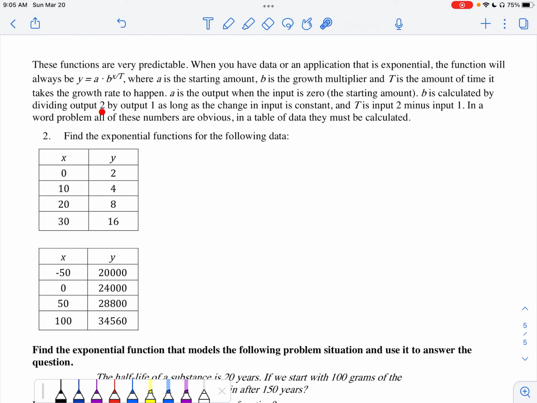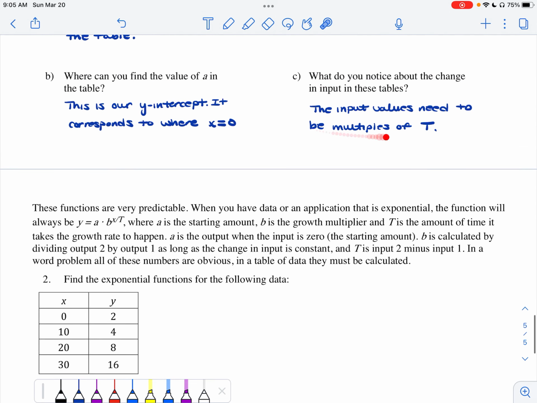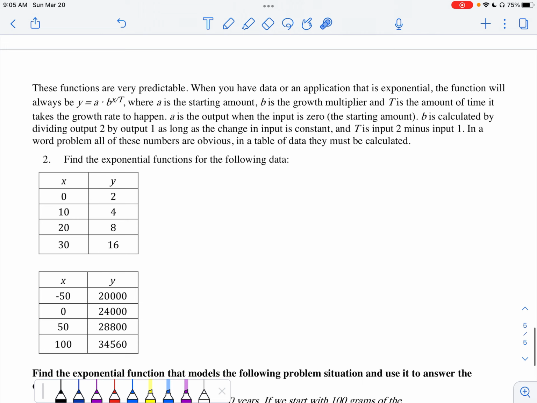B is calculated by dividing output 2 by output 1, as long as the change in the input is constant, and t is input 2 minus input 1. So that's basically saying that our input values have to be multiples of t. In a word problem, all of these numbers are obvious. In a table of data, they must be calculated.